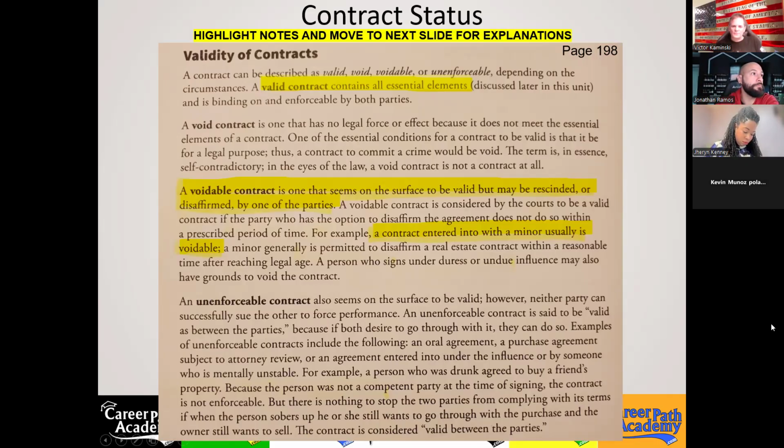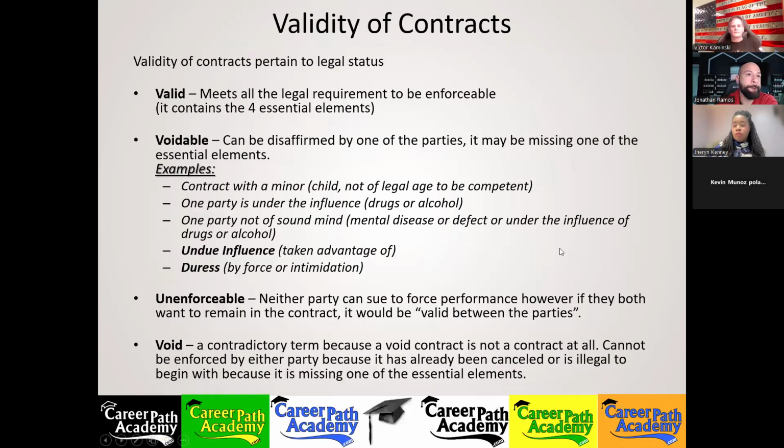Now, an unenforceable contract also seems valid on the surface. Okay, let's just get these highlights and let's go to my slide, because I have more examples than a contract with a minor being voidable on my slide. So, you guys got these highlights down? Yes, sir. Okay.